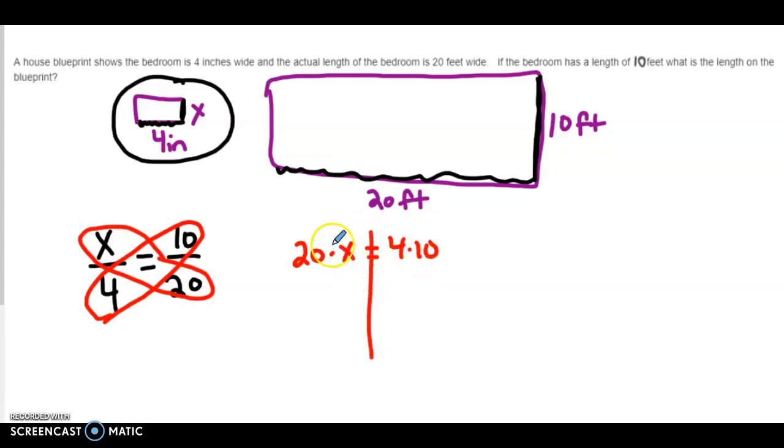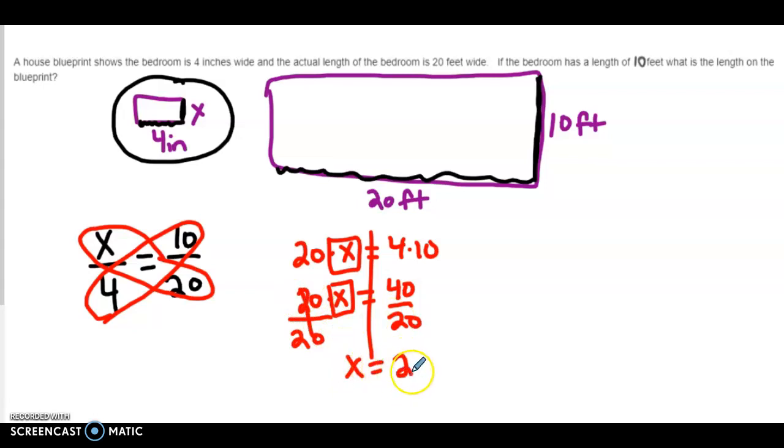And it's an equation, so we're going to draw our line and box off our letter. 4 times 10 is 40. I'm going to bring all this straight down, 20 times x. And I'm trying to get the x by itself. Right now I'm multiplying by 20. The opposite would be to divide by 20. So I'm going to divide each side by 20. And x will equal 2. So that's our answer.